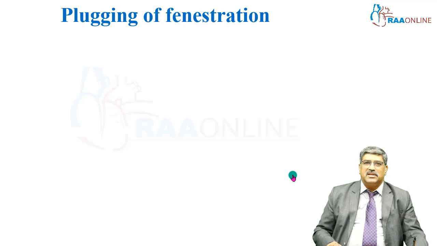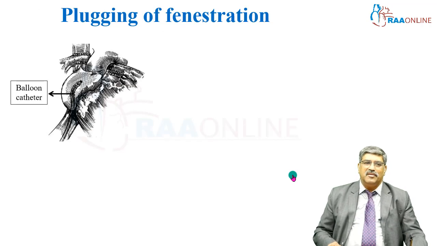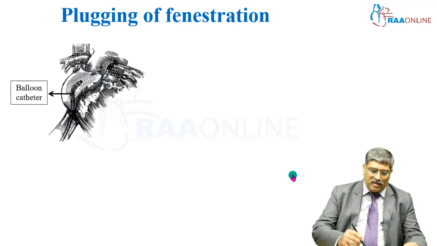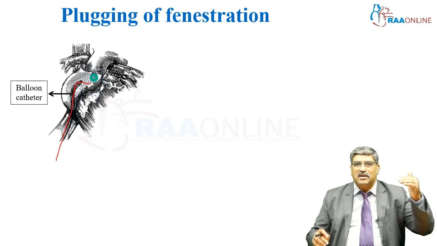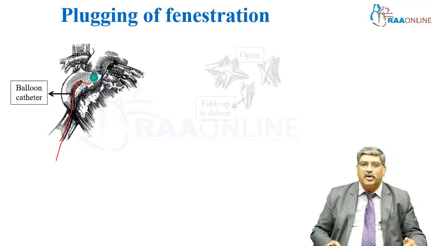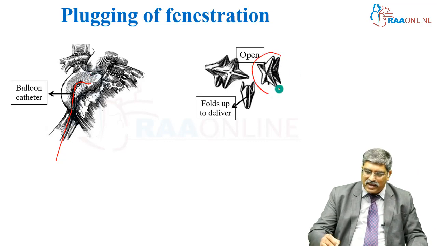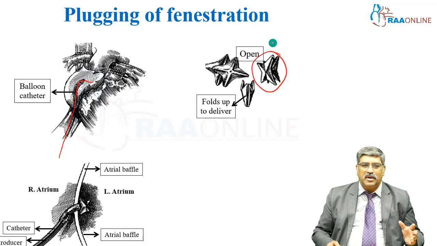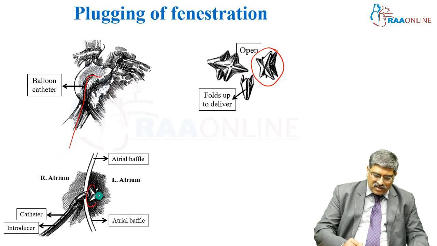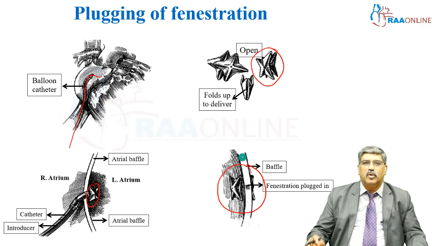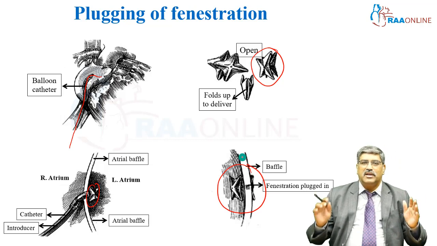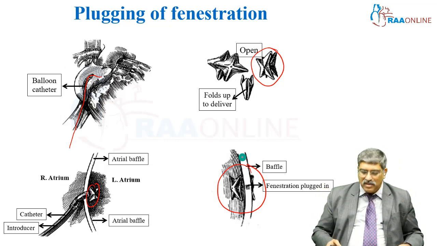Sometimes if the fenestration is large, you have to plug the fenestration, for which a balloon catheter is inserted via the IVC into the conduit, and in the conduit you have a plugging device which opens up. First you have to cross the fenestration, open on the other side, then you have to plug on both sides. This is usually done when the hypoxia is very severe.